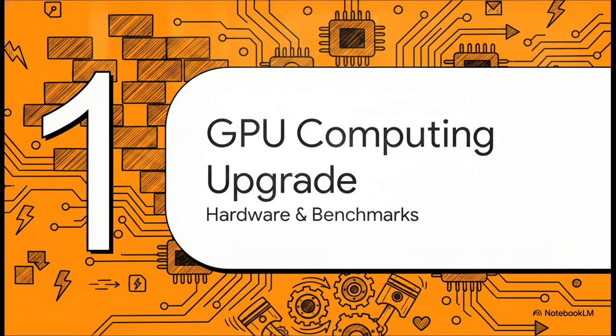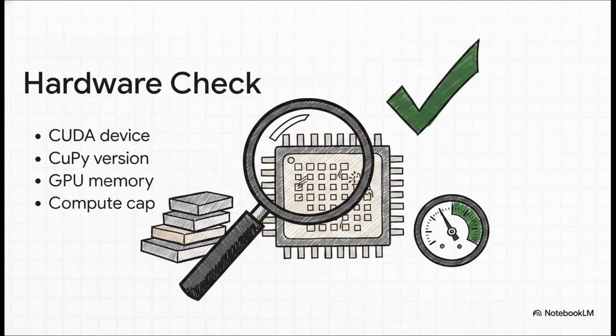All right, starting off with section 1, the GPU computing upgrade. Look, before you start throwing massive arrays at the GPU, it is absolutely crucial to do some basic hardware environment checks. You can't just cross your fingers and hope for the best. You really need to verify your CUDA device presence, ensure your CuPy version actually matches your runtime, and critically, check your GPU memory availability and compute capability. Understanding your hardware-specific constraints right out of the gate, that's what separates the pros from the amateurs, and ensures your code isn't going to just randomly crash halfway through a massive multi-gigabyte matrix multiplication.